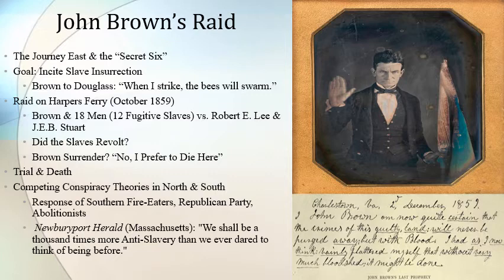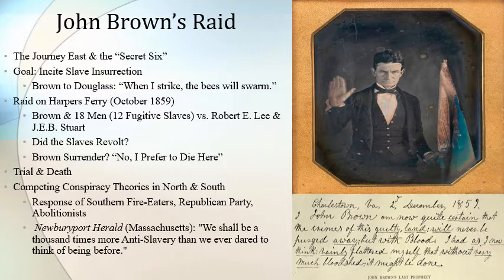10 of his own men were also killed. He and 6 of the remaining men who survived were arrested, and they were put on trial in Virginia. What were they put on trial for? Three things. First of all, murder, inciting a slave insurrection, and treason. John Brown was convicted on all counts and executed on December 2nd.